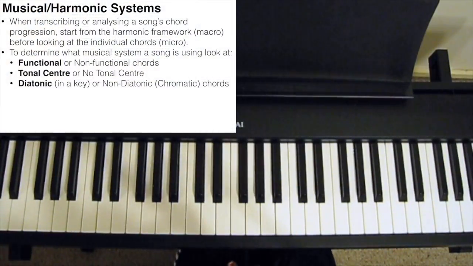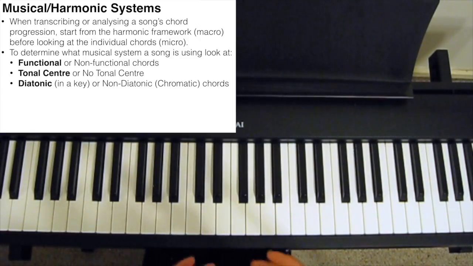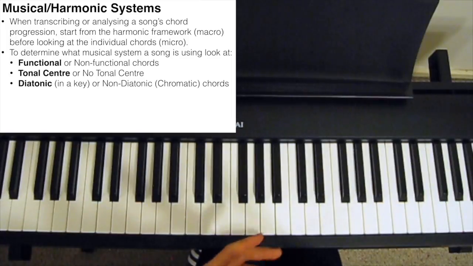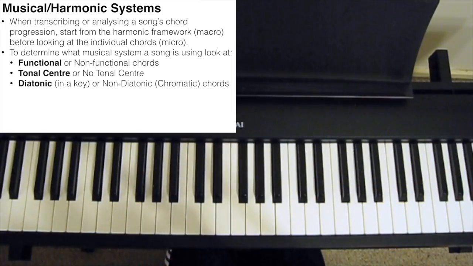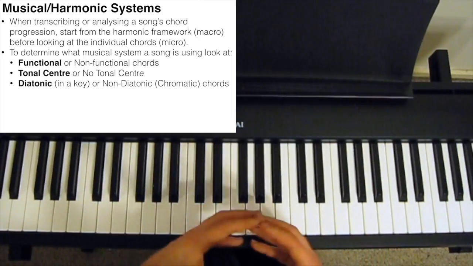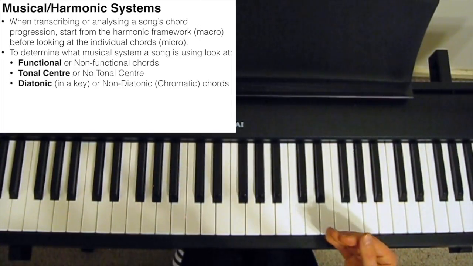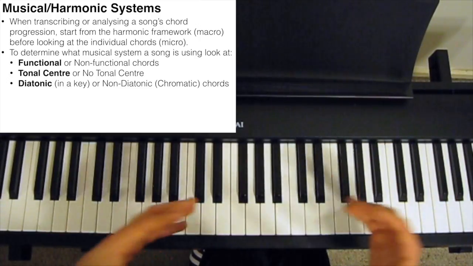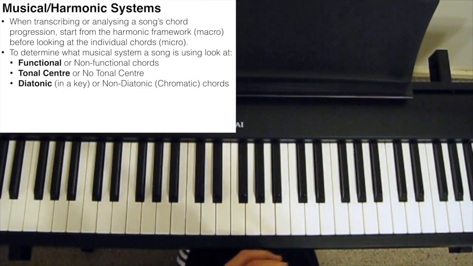Hey, so I thought I might do a quick video summarizing the different musical or harmonic systems that are found commonly in jazz. So this will be a purely theoretical video. When transcribing or analyzing a song's chord progression, it's important to first look at the harmonic framework within which it's set before diving into the actual chords used. So it's a kind of macro to micro approach.